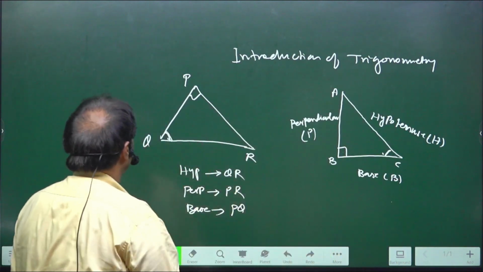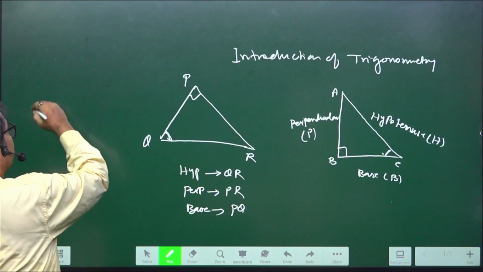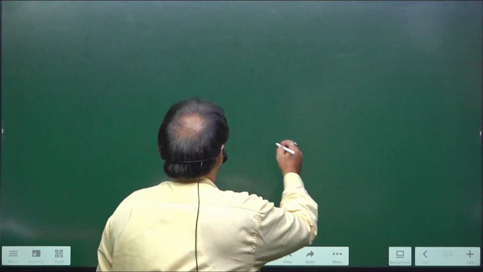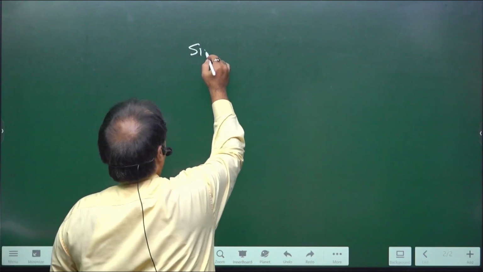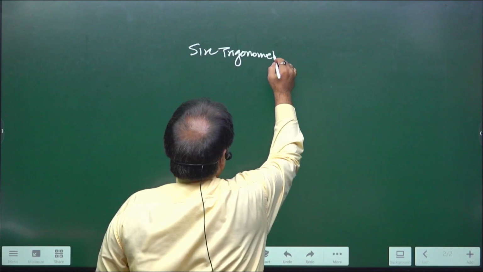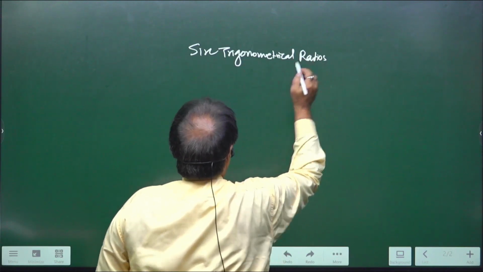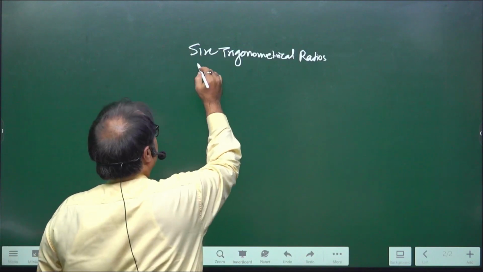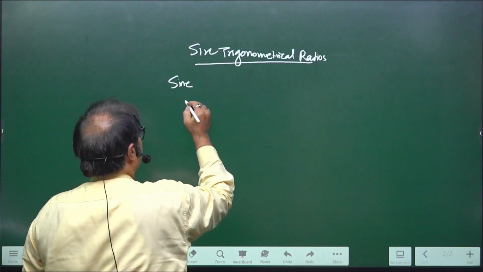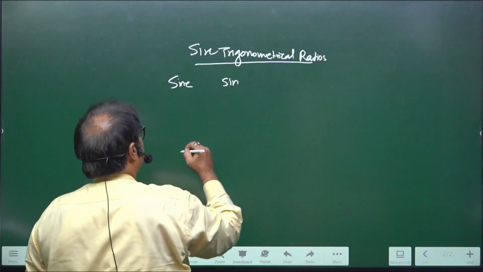Now, in this trigonometry, there are 6 trigonometrical ratios. So the 6 trigonometrical ratios means the first one is sine. In the short, we will use the first 3 letters. So this is sin, sine.